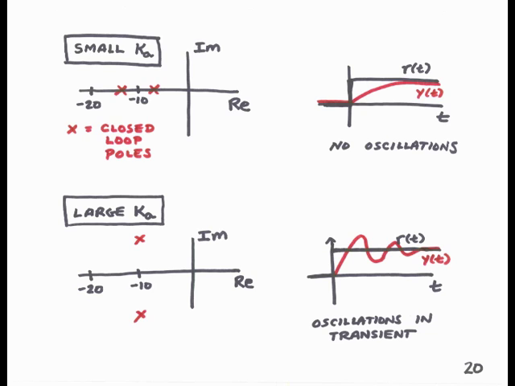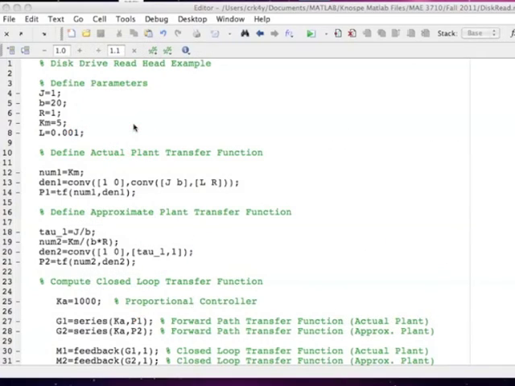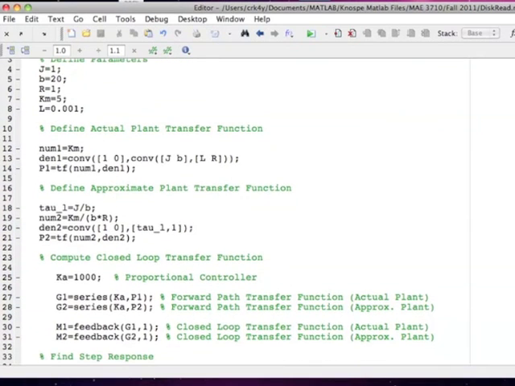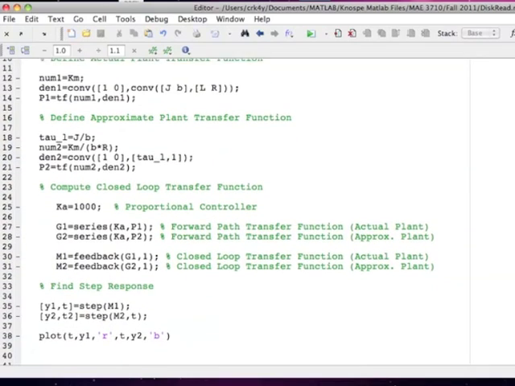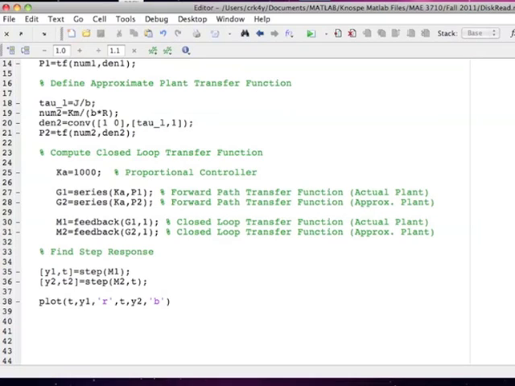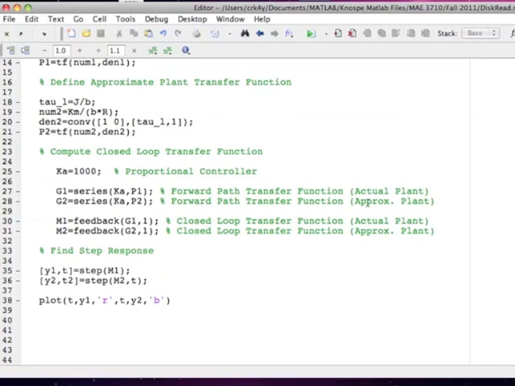Let's now investigate how this system responds with various values of Ka. We'll do this using a MATLAB code that I have written. And this code actually computes the response, both for the actual transfer function and for the approximate transfer function that we developed. So we'll try our value of Ka equals 1 here, and see what the response of the system closed loop is to a unit step.